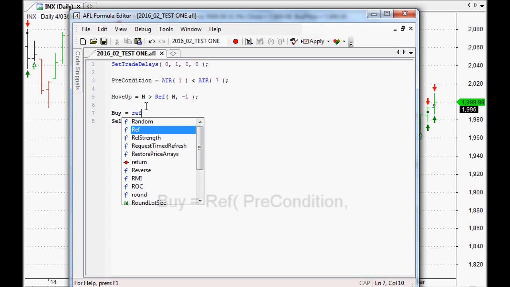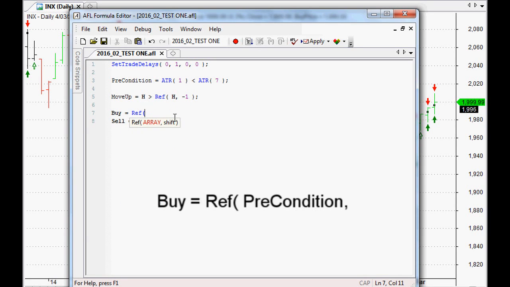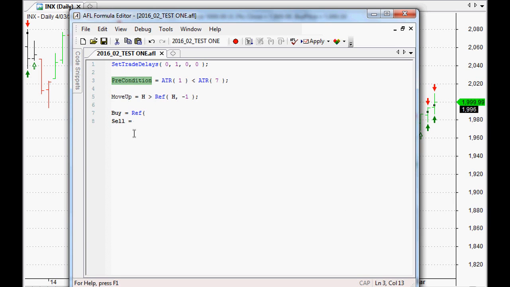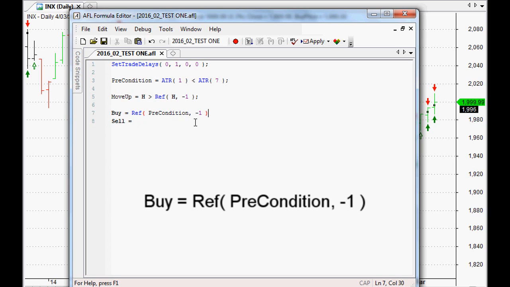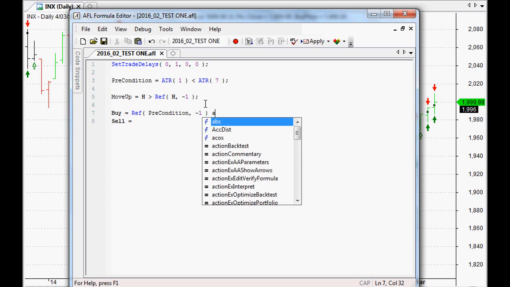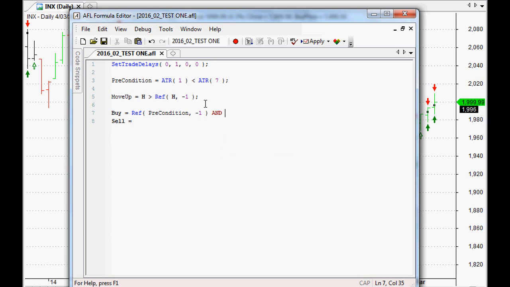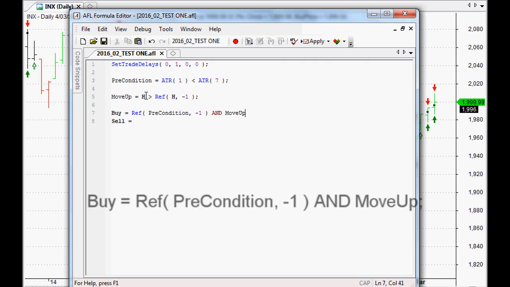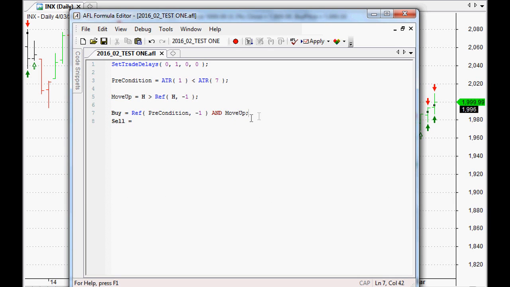So how do we make that happen yesterday? We refer, ref, turns blue, open up our bracket, and the array that we're looking for is that array that we set up, which is precondition, and the shift we want is to yesterday, which is -1 day or -1 bar, whatever you're looking at. So we want yesterday's bar to be the narrowest range of the last 7 ranges, and we want today to have its high greater than the high of yesterday. In other words, it's moving up. And that's the array that we created here. We just close that off with a semicolon, and that is happy days for our buy setup.